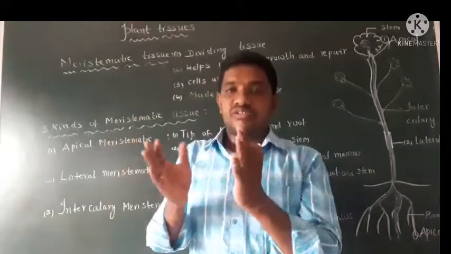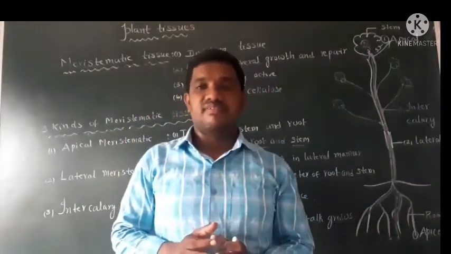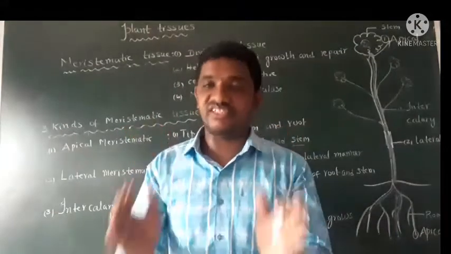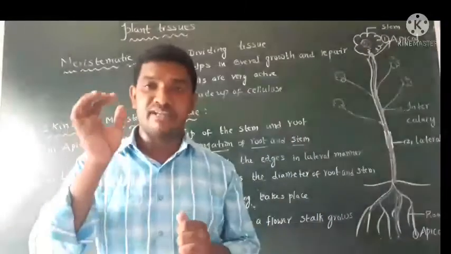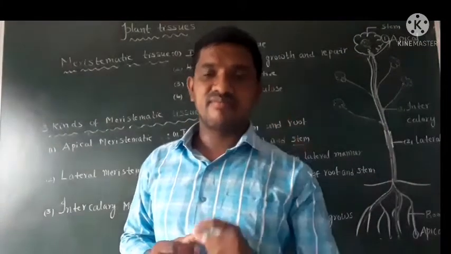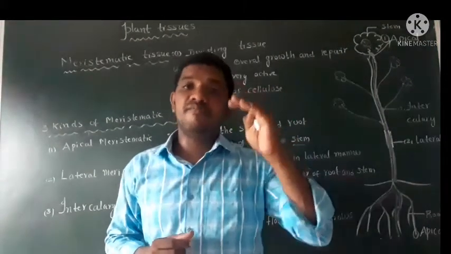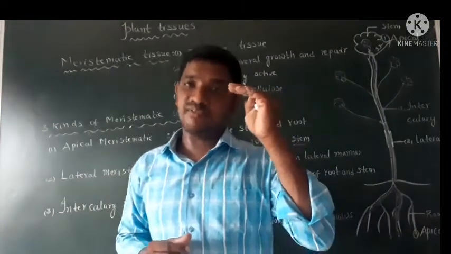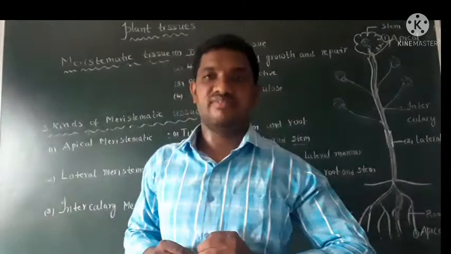These two tissues help in overall growth and repair of the tissue. That is called apical meristematic tissues. Keep in mind, apical means tip of the plant body. Either it is present at the tip of the stem or the tip of the root. Remember it.